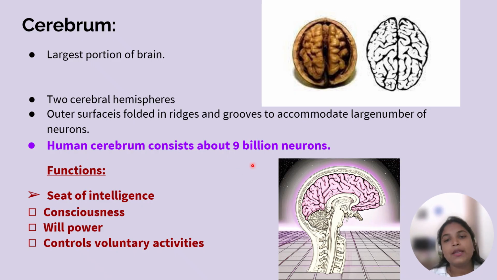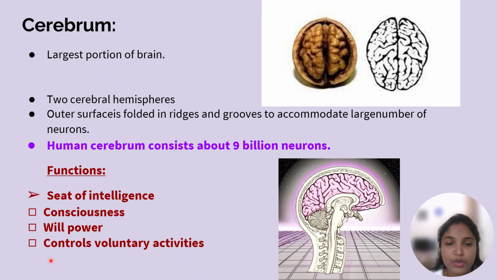All right, 9 billion neurons. Just imagine how many neurons that is when you convert it into lakhs or thousands. Now, what is the function of the cerebrum? It is the seat of intelligence. Yes, of course, your intelligence, your IQ comes from this area only. Your consciousness, willpower, and it controls all your voluntary activities.